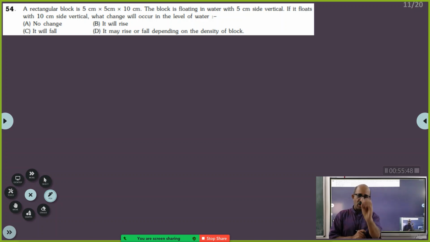So what is the science in this? Law of flotation. Body will float. If it floats, the weight of the liquid displaced is equal to the buoyant force, and that must be equal to the weight of the body. Now there are two conditions, one with 5 centimeter, one with 10 centimeter flotation. Body is same, mass is same. In both the conditions it is floating. So the buoyant forces must be same. Therefore the volume of the water displaced must be same. So what will be the change in the level of water? No change. Clear?